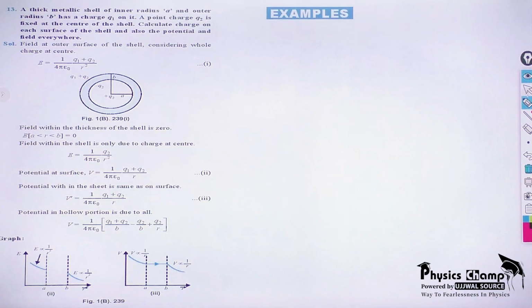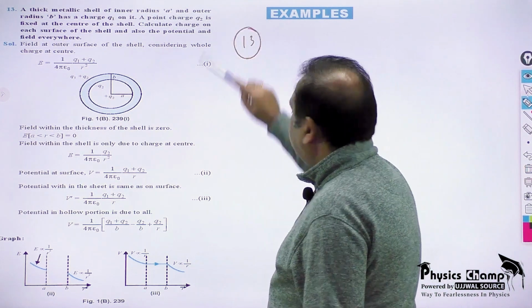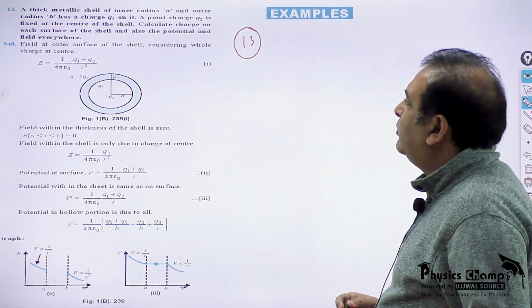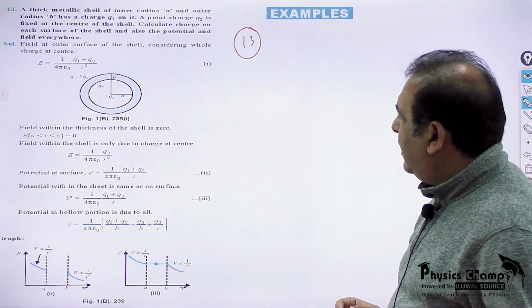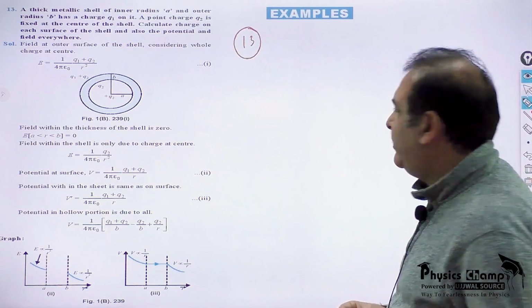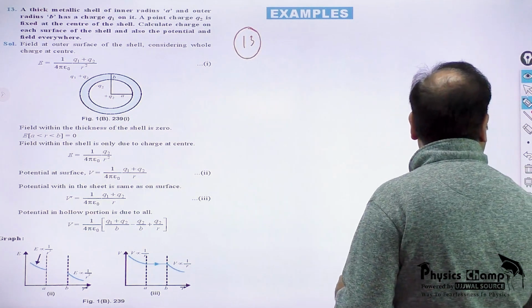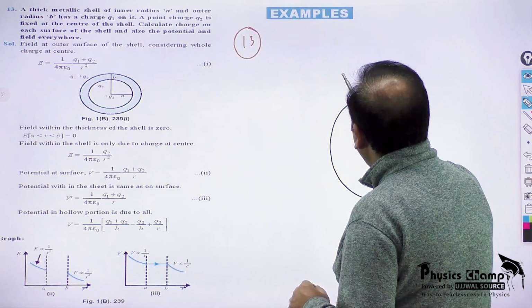So we now take this question number 13. That is the only question left on this shell case. There is a thick metallic shell of inner radius A and outer radius B, and it has a charge Q1 on it. So just imagine that you have a metallic shell.